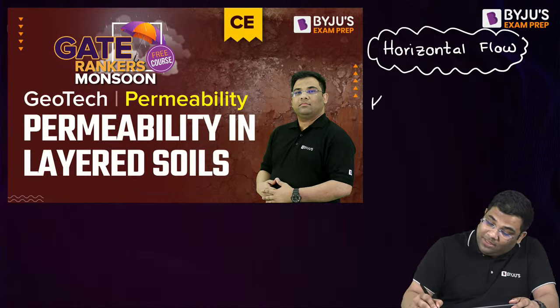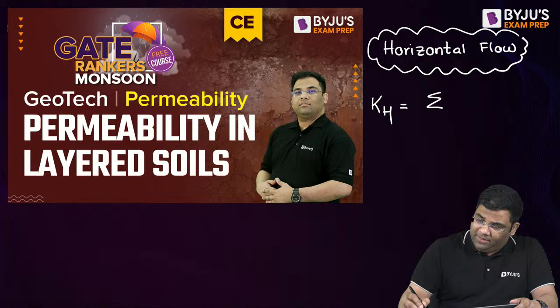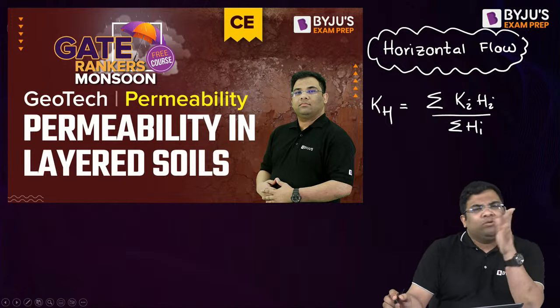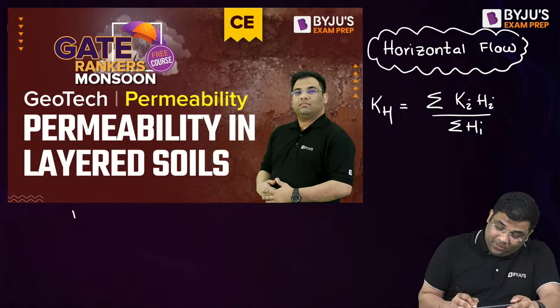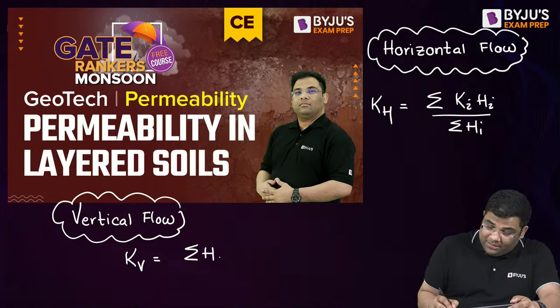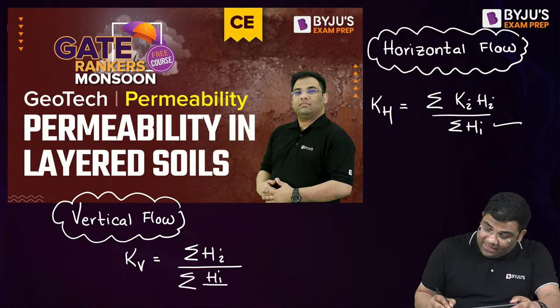For the horizontal flow, the equivalent coefficient of permeability is equal to the summation of KiHi, meaning K and H of each layer, divided by the summation of Hi. That is K1H1, K2H2, K3H3 divided by H1 plus H2 plus H3 plus H4, and so on. Now this is for horizontal flow. What is vertical flow? In vertical flow, the equivalent coefficient of permeability is equal to the summation of Hi in the numerator, and in the denominator the summation of Hi by Ki.